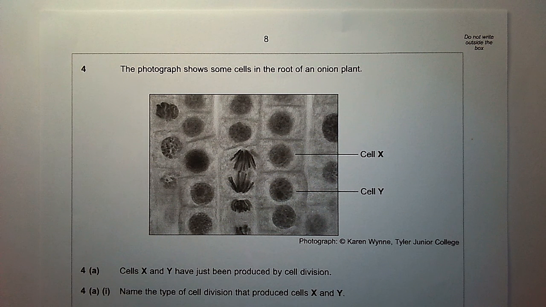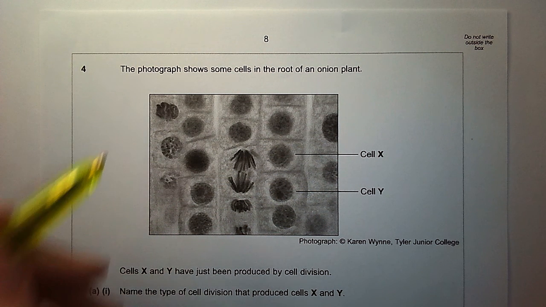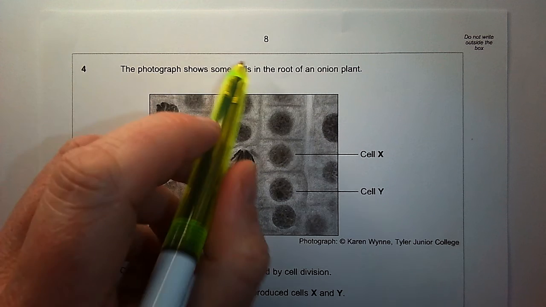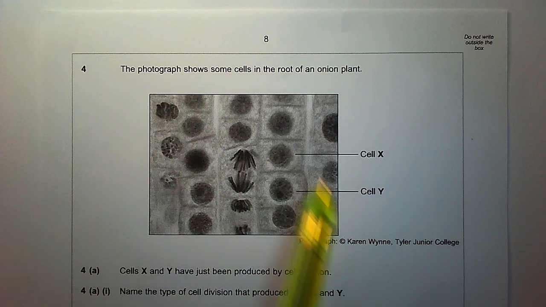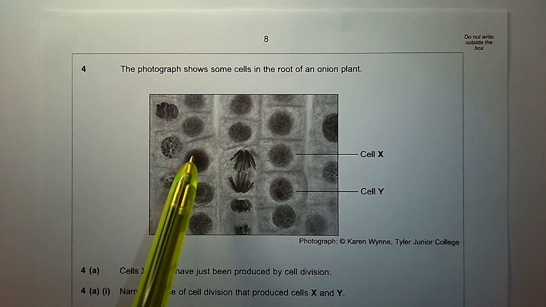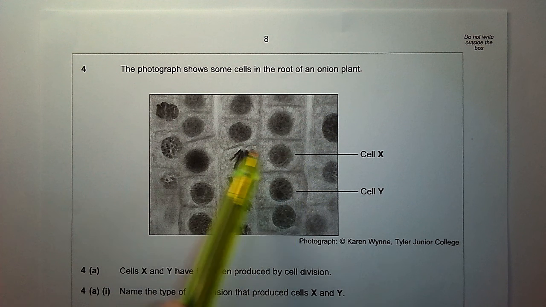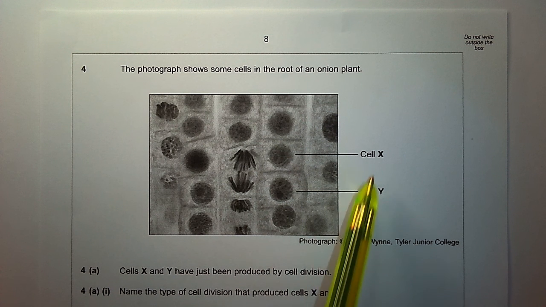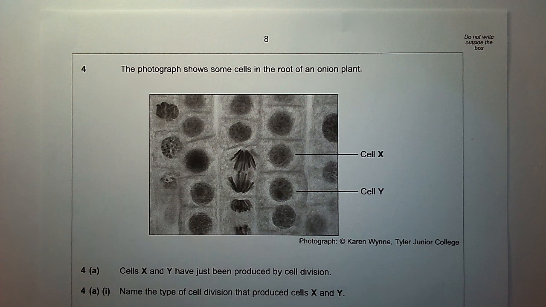This is a GCSE exam question about cell division. It says the photograph shows some cells in the root of an onion plant. We've then got a photograph of different onion cells going through different stages of cell division, and it's identified cell X and cell Y. 4a says cells X and Y have just been produced by cell division. Name the type of cell division that produce cells X and Y.